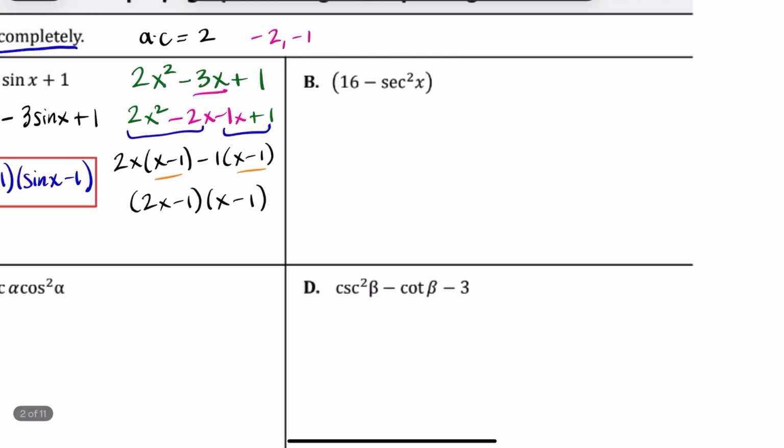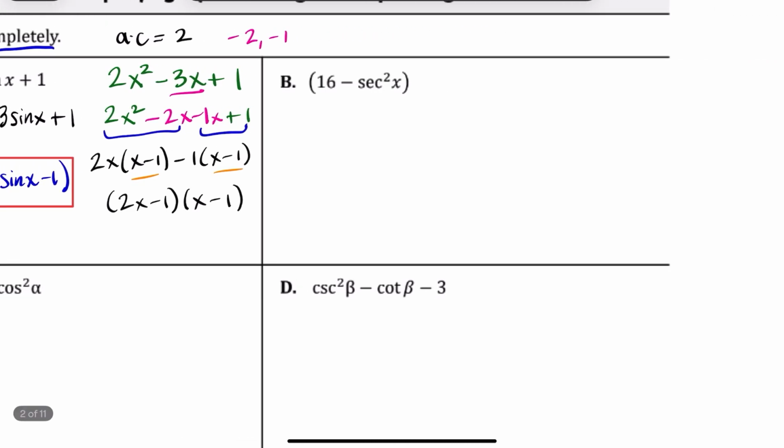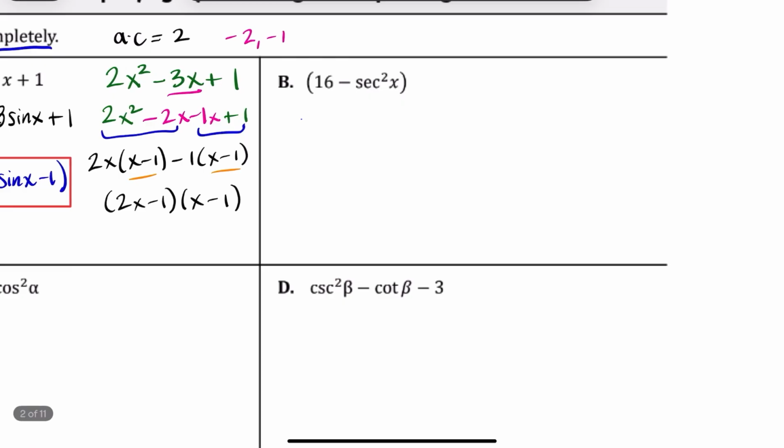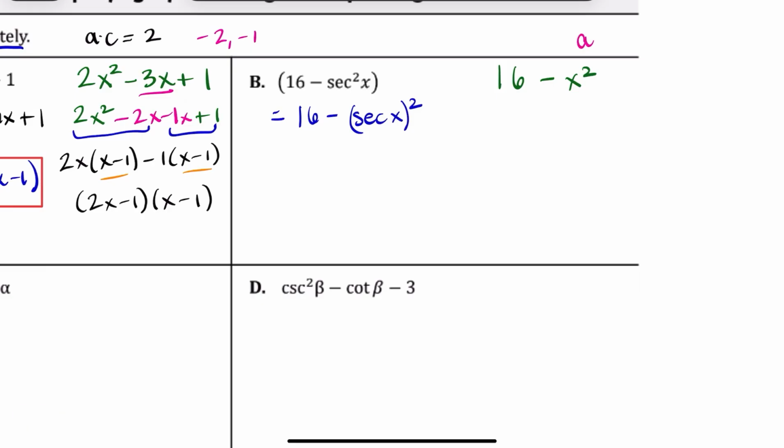All right, problem B, I have 16 minus secant squared x. Again, I'm thinking of this as 16 minus secant x being squared. This reminds me a lot of my difference of squares form. If I had 16 minus x squared, and we know difference of squares, a squared minus b squared, factors as a plus b times a minus b. So this is going to factor as 4 minus x times 4 plus x.